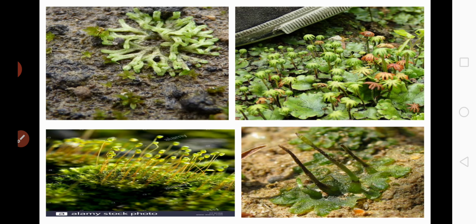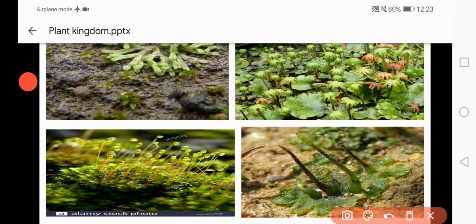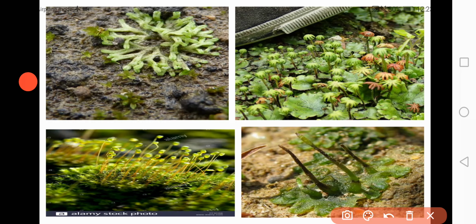Anthoceros. These are the pictures of Riccia, Marchantia, Funaria, and Anthoceros. So these are the general characters and examples of the group bryophytes.